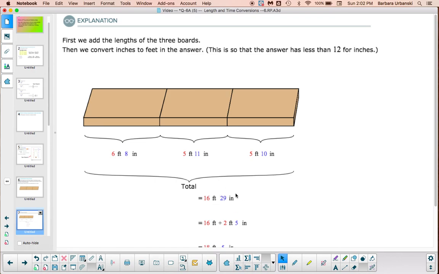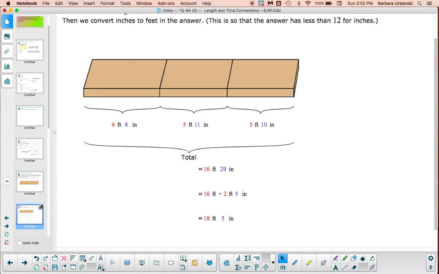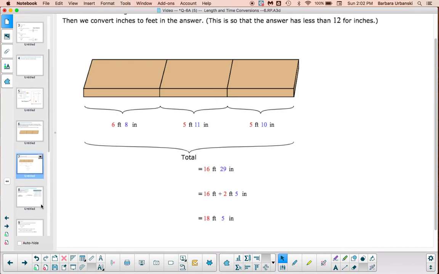You cannot have 29 inches. You would have to divide by 12. And if you divide by 12, you'd end up getting your feet and inches. Add the feet to your previous number of 16. You'd have 18 feet and 5 inches. And that would be your answer. So it's real important that you know that there are 12 inches in a foot.